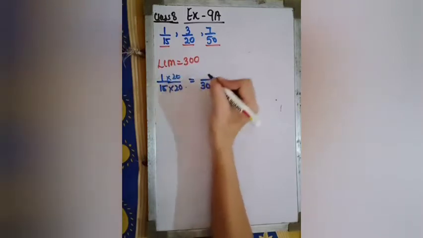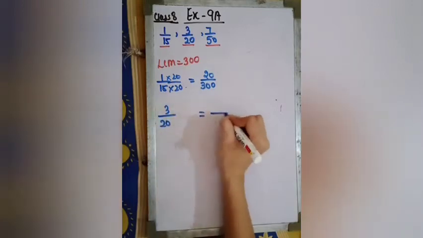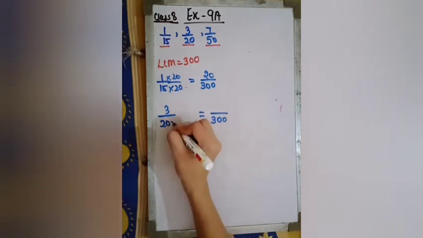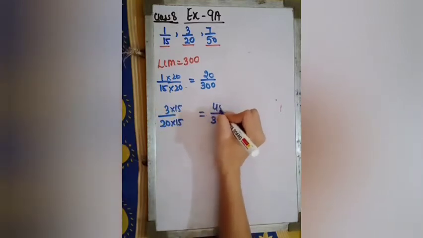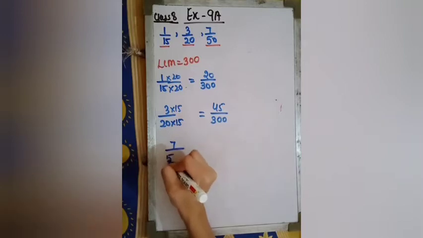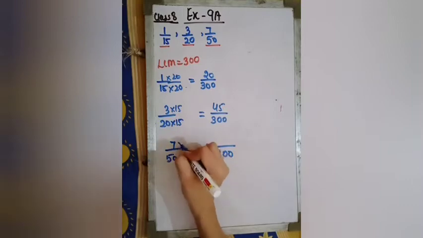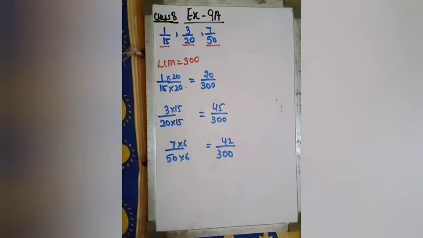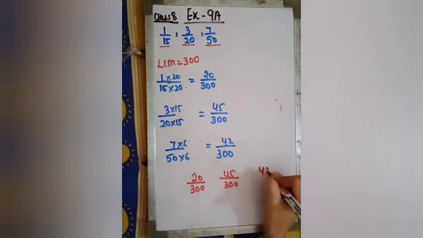We will multiply the numerator also by 20. It is 20. Then we have 3 upon 20. To make its denominator 300, what we will do? We will multiply it with 15. It is 45. Next we have 7 upon 50. To make its denominator 300, we will multiply it with 6. 42. Now we have 3 fractions. 20 upon 300, 45 upon 300 and 42 upon 300.